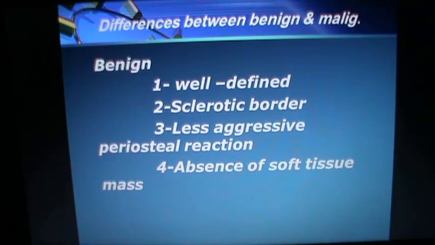The most important point is the extension into soft tissues, that is extraosseous spread, the aggressive periosteal reaction, including the sun ray, Codman triangle, and onion peels, and the loss of the sclerotic border with ill definition of the margin. This will constitute the characters of malignancy.